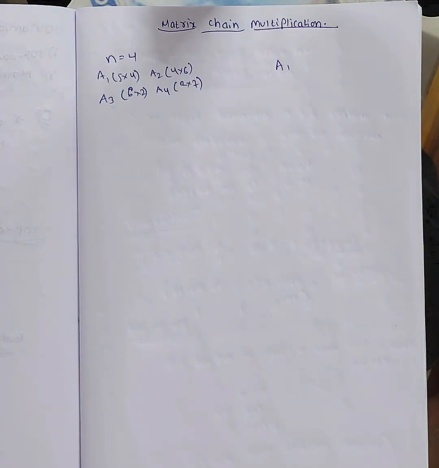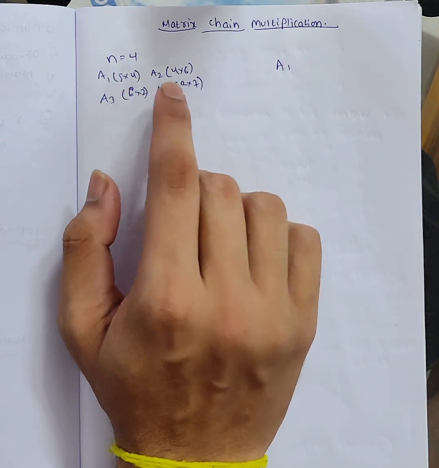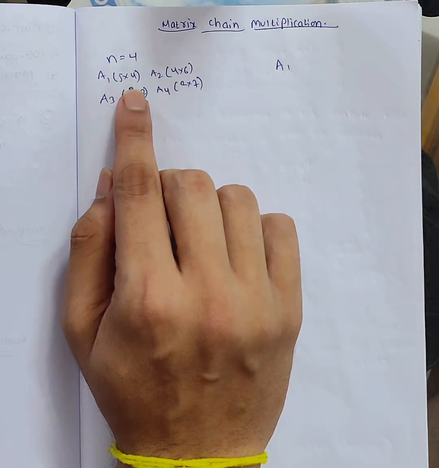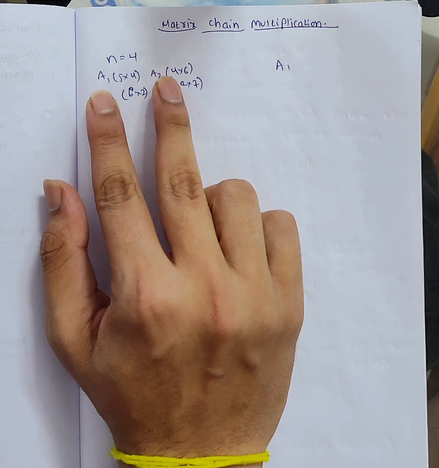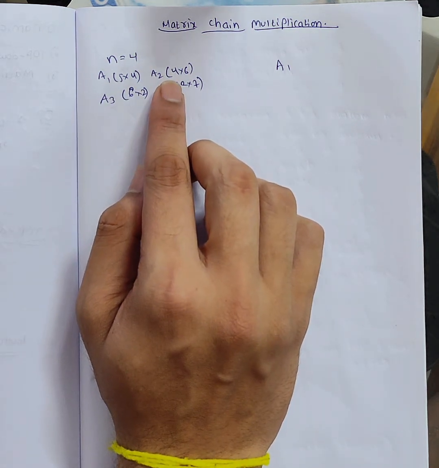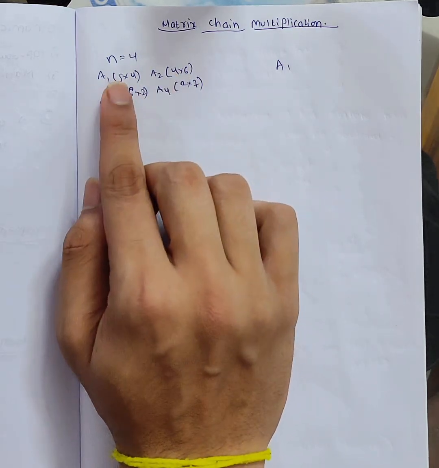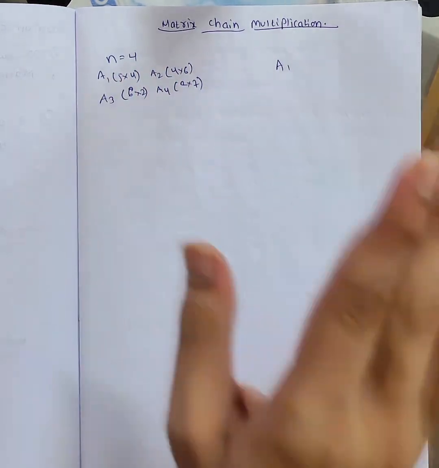And in multiplication, some rules are there. While multiplying two matrices, the columns of the first matrix should be equal to the rows of the next matrix. So 4 and 4 are equal, right? Then only we can do the multiplication.